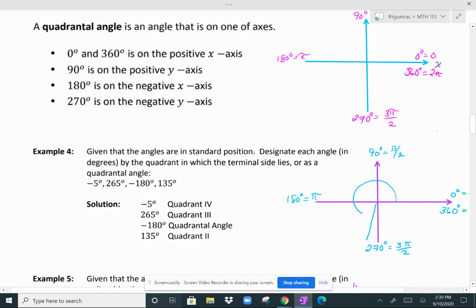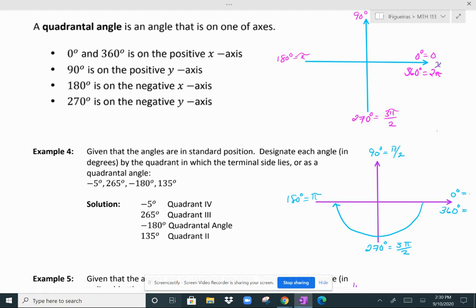So that's the 265 right here, and that is in quadrant 3. Then we have negative 180. That means you're going again clockwise, and so negative 180 means you've gone this way, and you stop at the half circle. So that is a quadrantal angle.